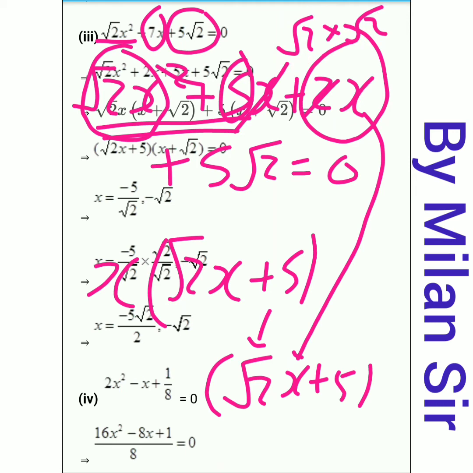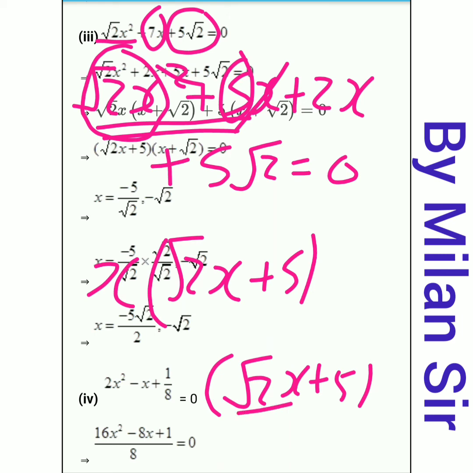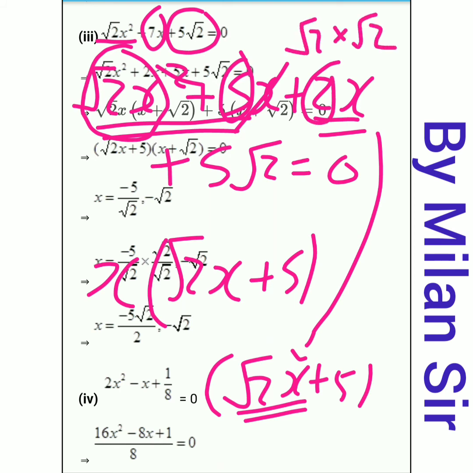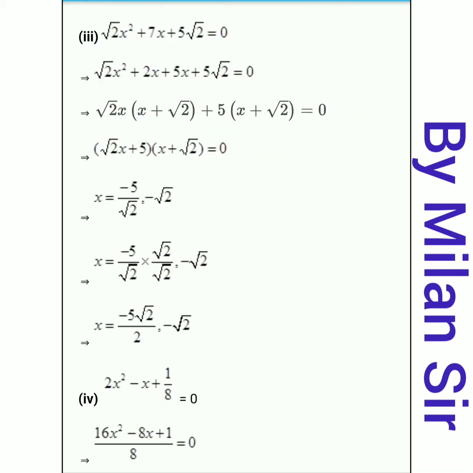Again, here we have under root 2x, here we have 2x, so x is already present. Now for 2 we can write it as under root 2 multiply under root 2, and one under root 2 is already written, so outside we need to write only one time under root 2. So under root 2 in bracket under root 2x plus 5 is equal to 0. Now we can take x plus under root 2 as common because it is present in both these terms. So what is remaining?